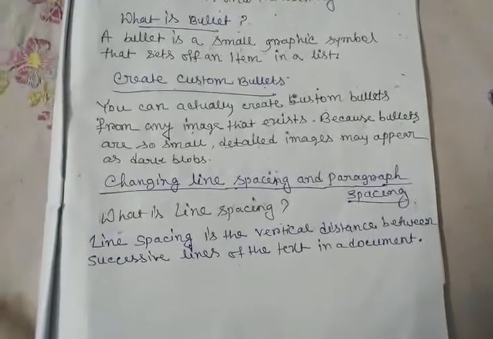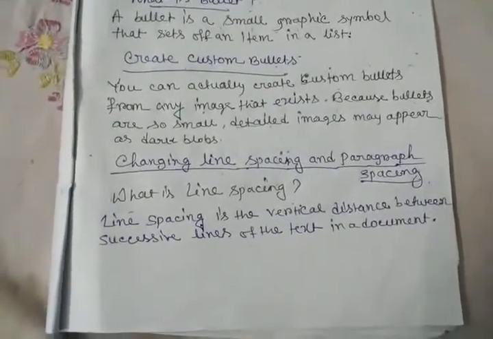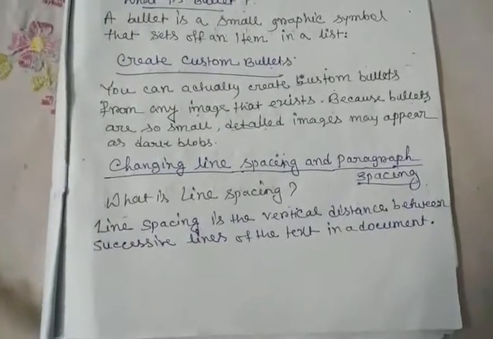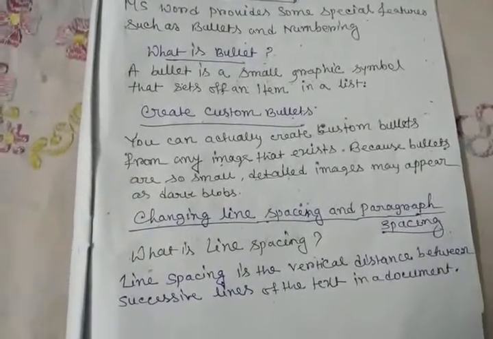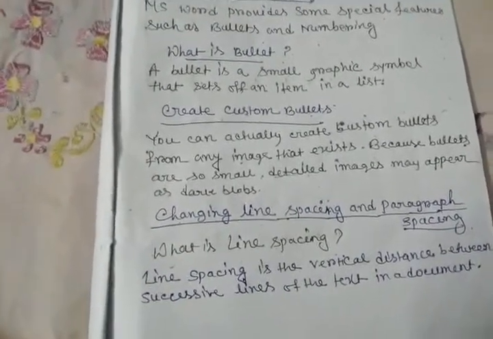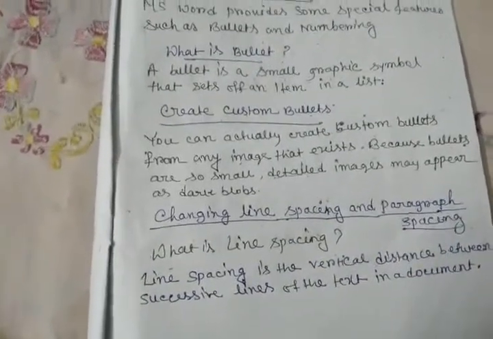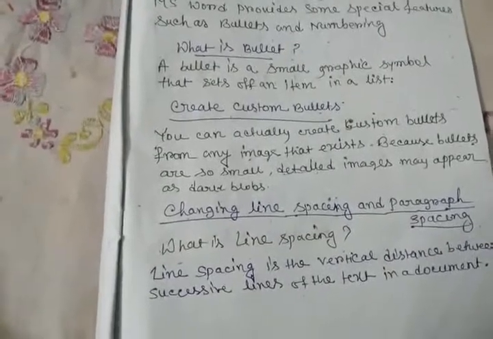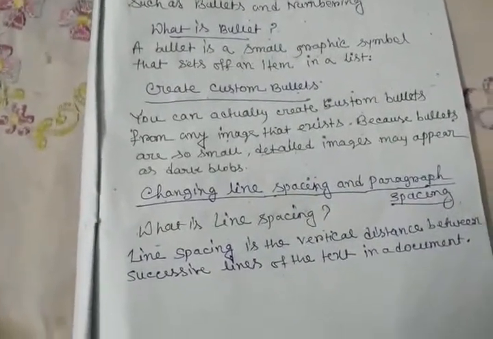Now we will discuss changing line spacing and paragraph spacing. But before that, we have to know what line spacing is. Line spacing is the vertical distance between successive lines of text in a document. You can also increase and decrease the line spacing between paragraphs. At first, you have to select the text, then click on the Line and Paragraph Spacing button in the Paragraph group in the Home tab, then select the desired line spacing option from the drop down list.